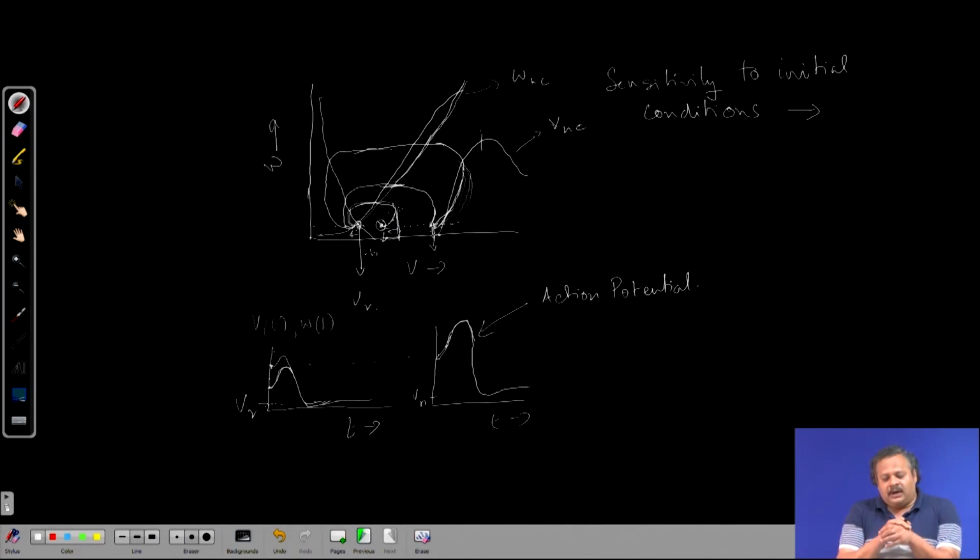Similarly, we have another property of nonlinear systems, which is again going into oscillations, which we will start to discuss in our next class.